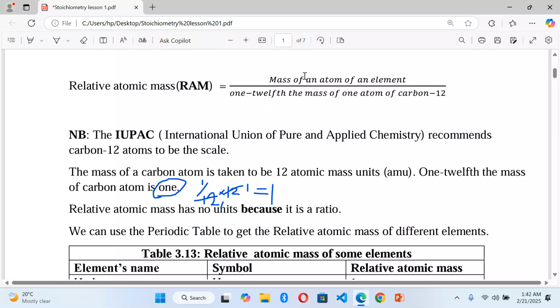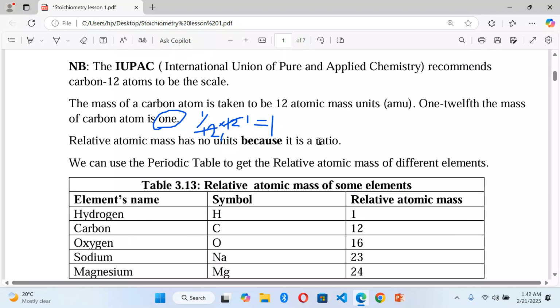So the mass you get on the periodic table will become that mass of 1. Don't forget, the relative atomic mass has no units. That's the difference between the relative atomic mass and the molar mass of a given element. Relative atomic mass doesn't have units, while the molar mass of a given element has units. So that's where we have the difference.